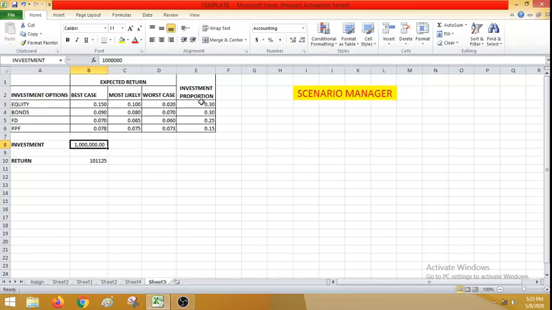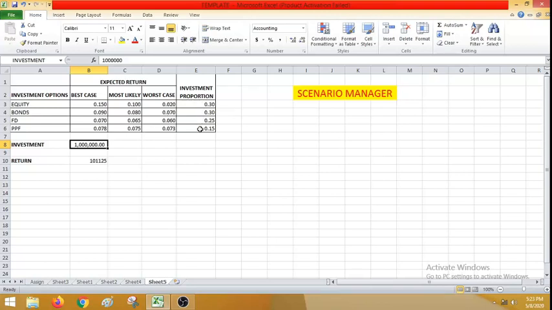And I have also decided that my investment proportion in each of the investment options is going to be what is specified in this E column. In equity 30%, in bonds 30%, in FD 25%, and in PPF it is going to be 15%. So the 10 lakh rupees I have in my hand has to be divided in the ratio of 30%, 30%, 25% and 15%.